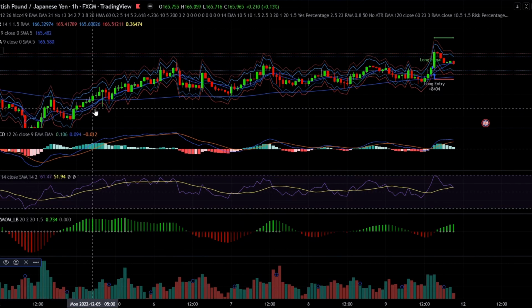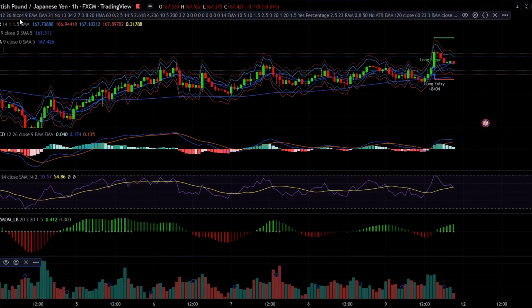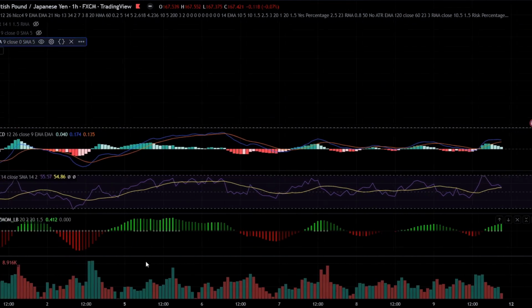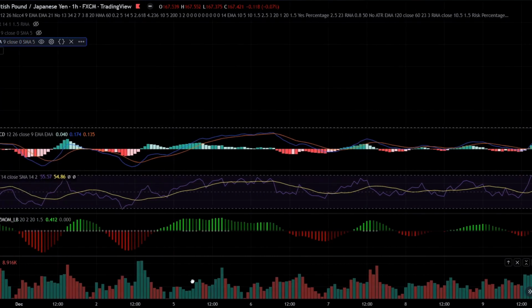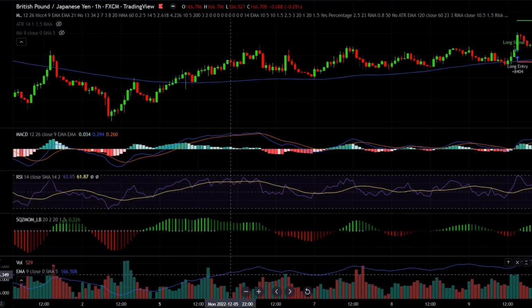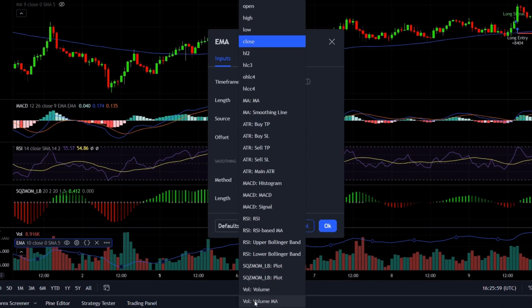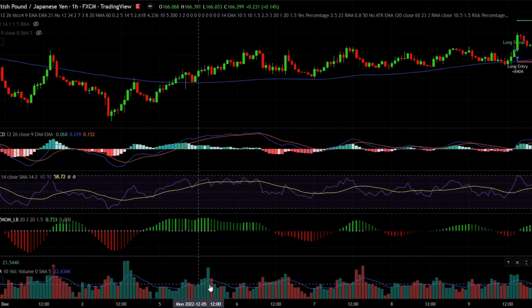Then find the exponential moving average which we added to the chart. It's going to be this one. Do the same, so click on it, start grabbing, and release it when it's on the volume. Okay, now open up the EMA settings, change its length to 10, and change its source to volume. And as you can see now, the EMA moves according to these volume bars.